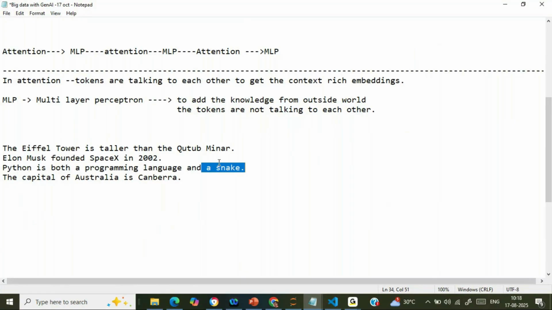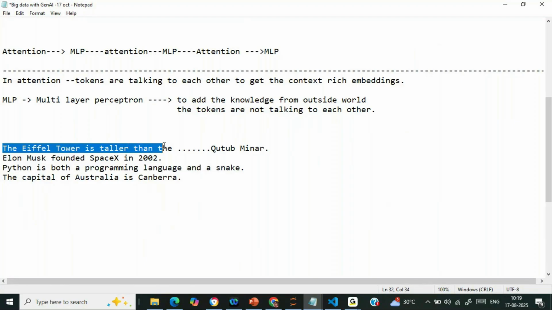Over here, if I provide you these particular tokens or this particular sentence, and I just want to predict what will come next. The Eiffel Tower is taller than the, and I just need to predict what will come here. If I give Elon Musk founded SpaceX in, and a blank, then what will be the output?